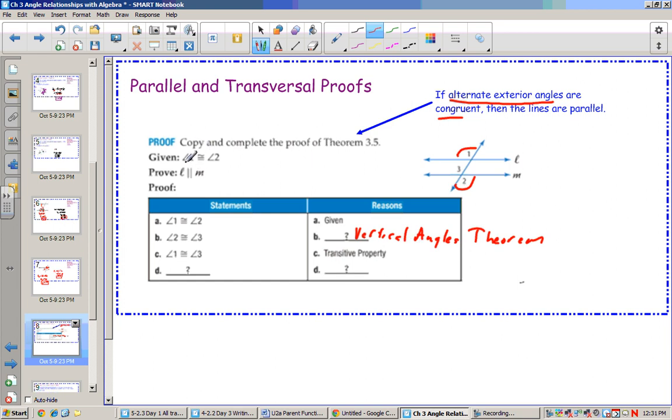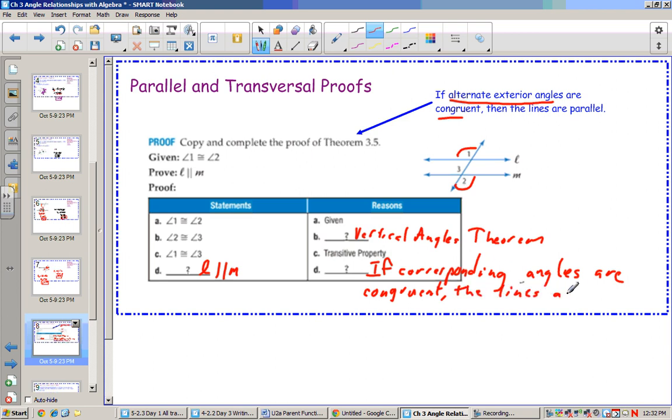Finally, we want to prove what we want to prove, that L is parallel to M. And why is this true? Well, if corresponding angles are congruent, then the lines have to be parallel. So if corresponding angles are congruent, the lines are parallel.